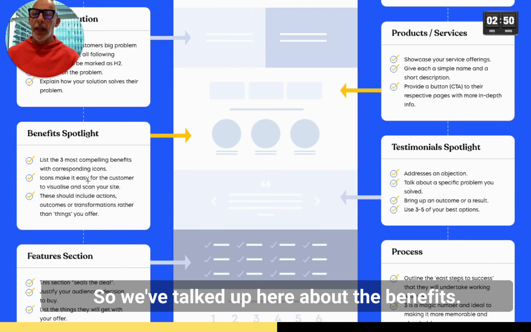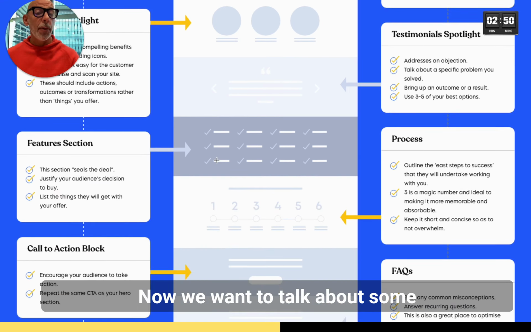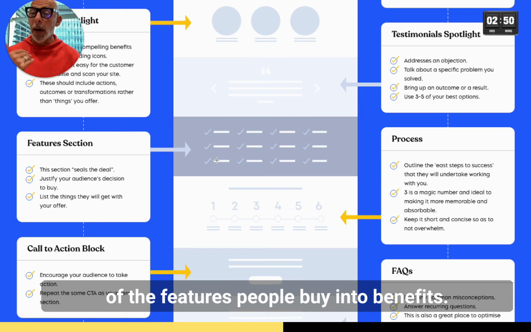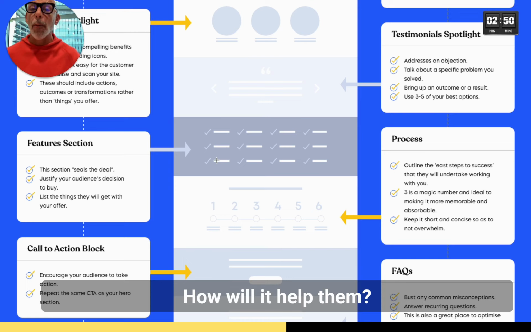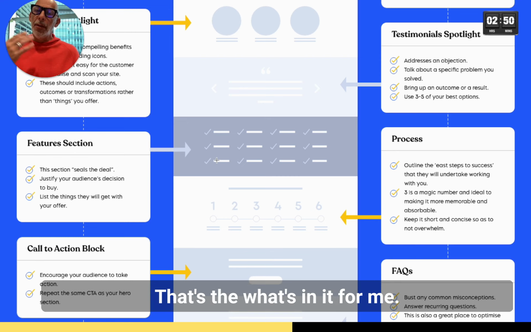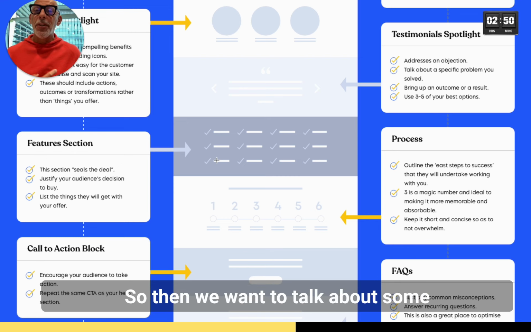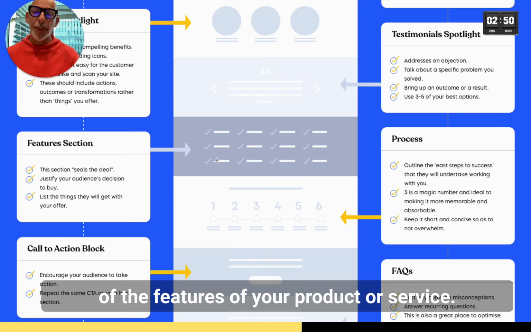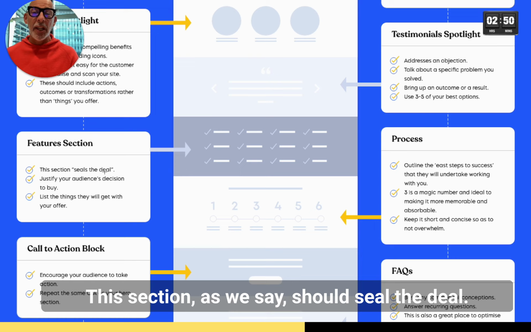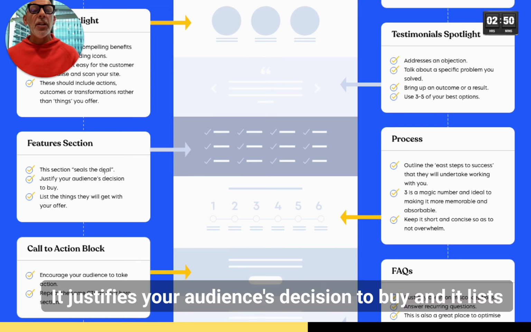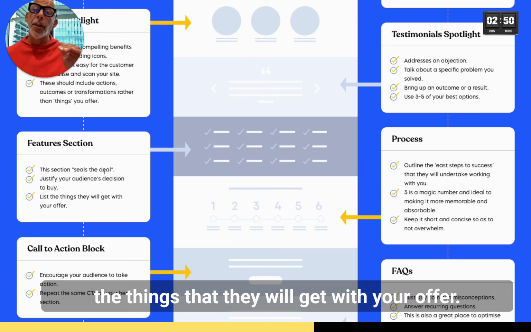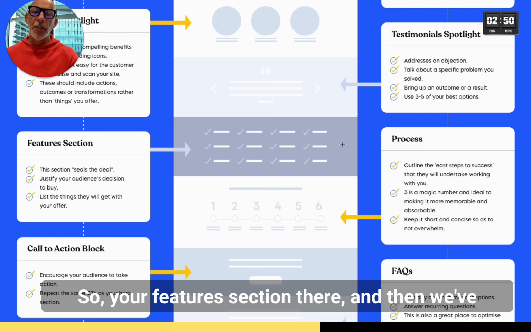Then we look at the features. So we've talked up here about the benefits. Now we want to talk about some of the features. People buy into benefits. How will it help them? How will it help them solve their problems or their challenges? That's what's in it for me. So then we want to talk about some of the features of your product or service. This section, as we say, should seal the deal. It justifies your audience's decision to buy, and it lists the things that they will get with your offer. So yeah, features section there.